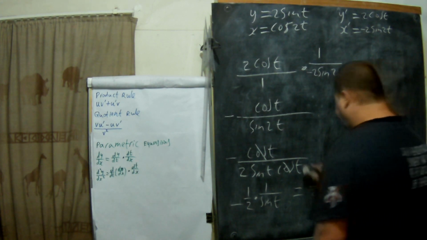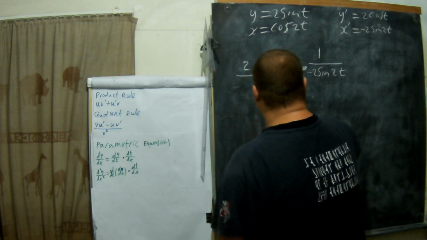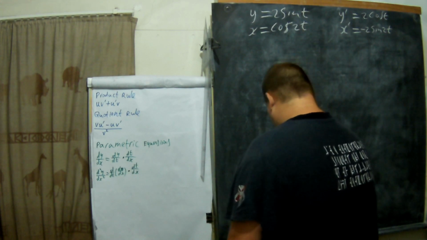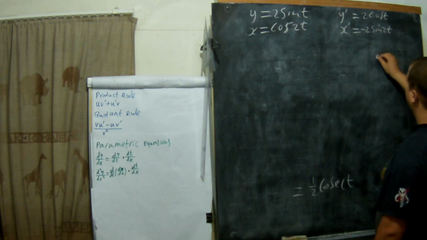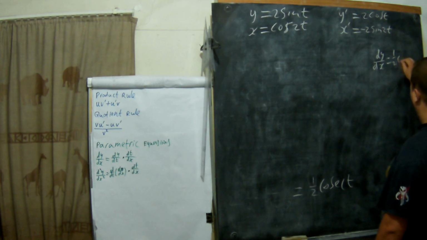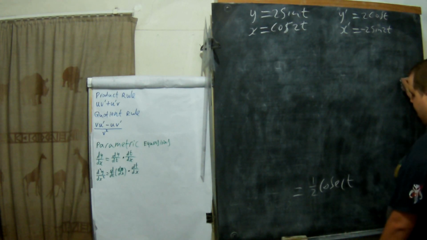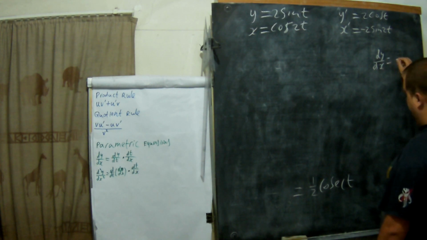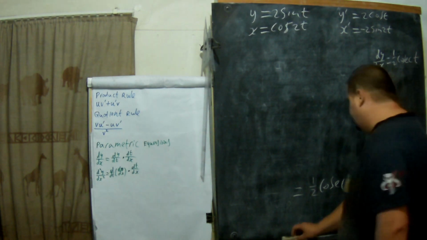Now what we need to do is dy over dx, which is equal to a half cosec t.